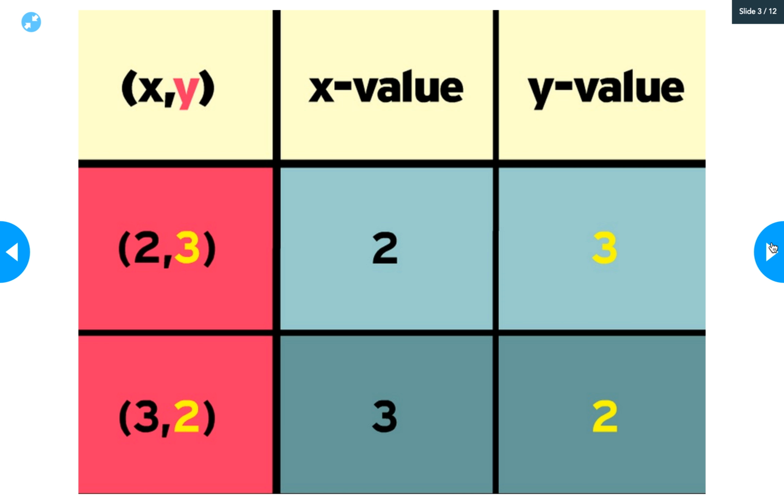For example, if you had (2, 3), the x value would be 2 and the y value would be 3. That point is going to be plotted in a different place than (3, 2), where 3 is your x value and 2 is your y value.